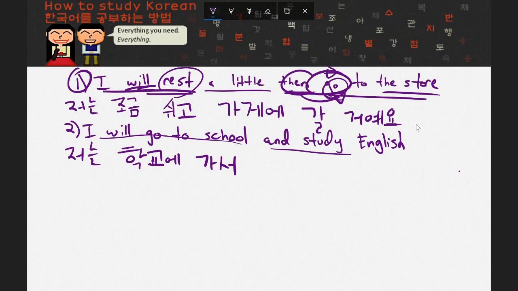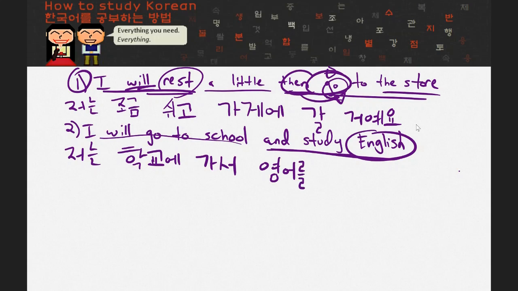Now that's just indicating that I will go to school, but I haven't really indicated what I'm going to be doing at the school. Well, what I'm going to be doing once I'm at school is I'm going to be studying English. English is the thing in which I will be studying. So I'm going to add the word for English, which is 영어. Again, that's the thing that I am studying, so I'm going to add the object particle onto it.